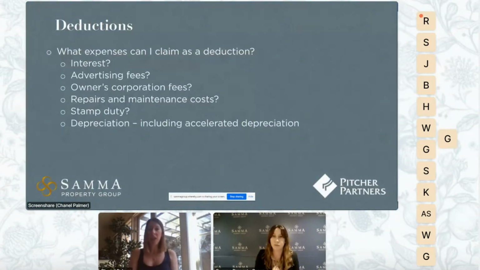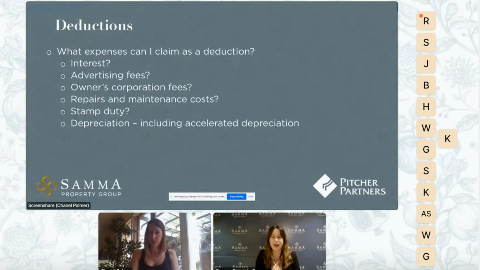So you can claim certain expenses. These include interest, advertising, owners corporation fees, so your body corporate fees, and then things like council rates and water charges, land tax, and agent fees if you've got a real estate agent that's managing the property as well. And importantly, the cost of tax returns and advice from registered tax agents is also deductible.